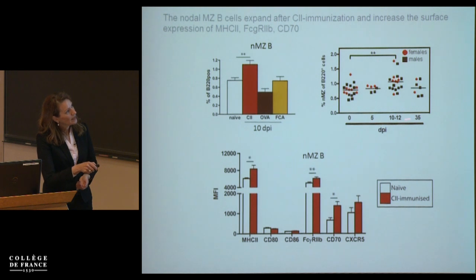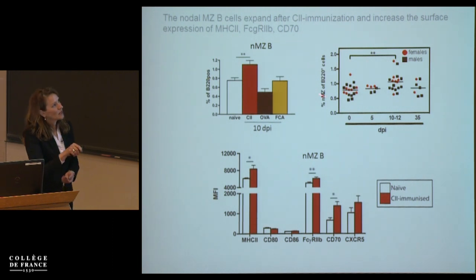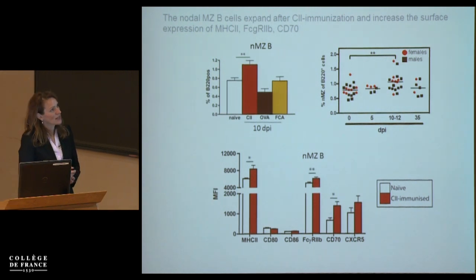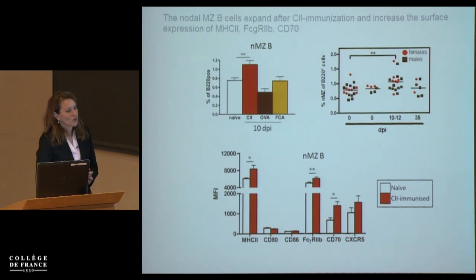And then we did the kinetics, looking at when these cells proliferate and become more numerous. And we see that at day 10 they peak, and then they decrease. This is significant from naive mice. So you have more of these cells around day 10, 12 after immunization with collagen.